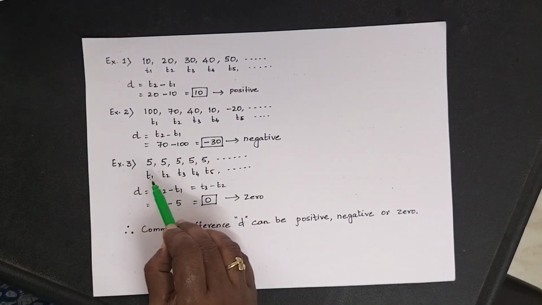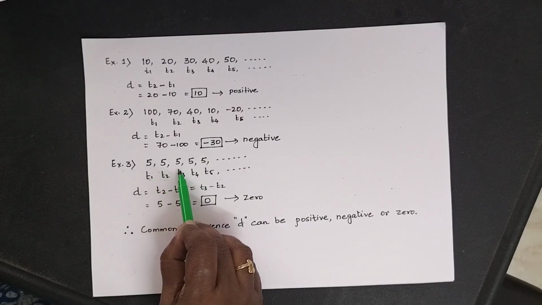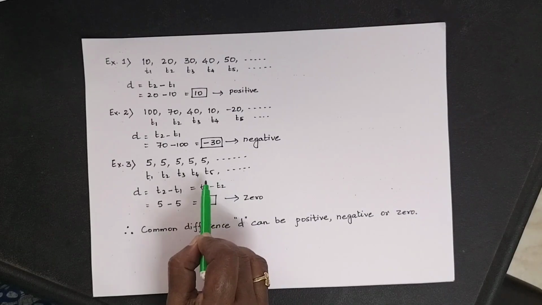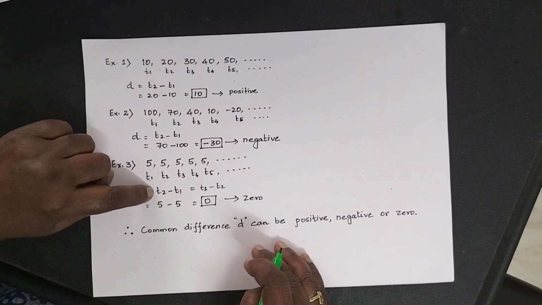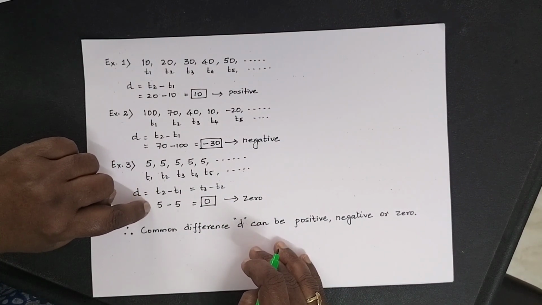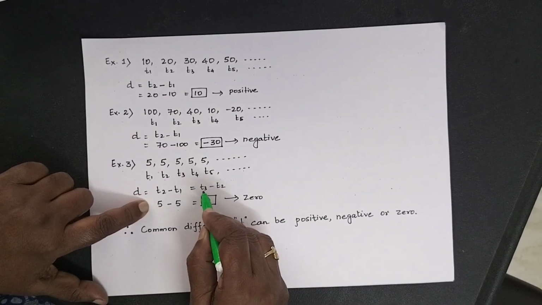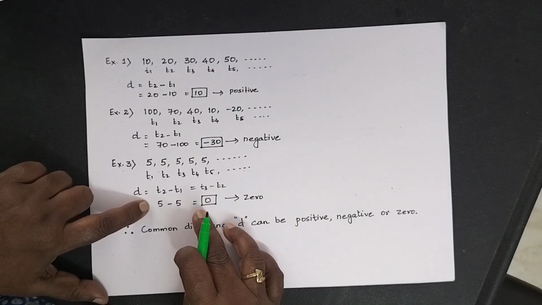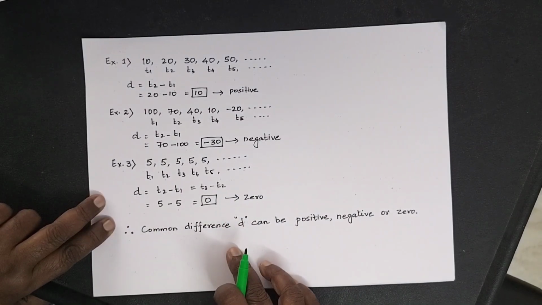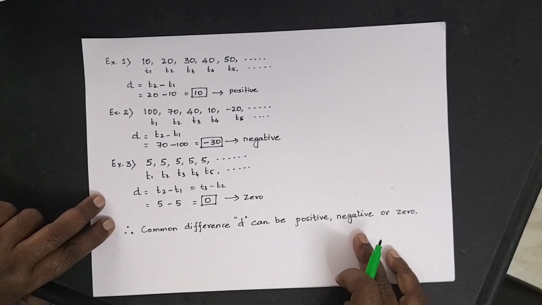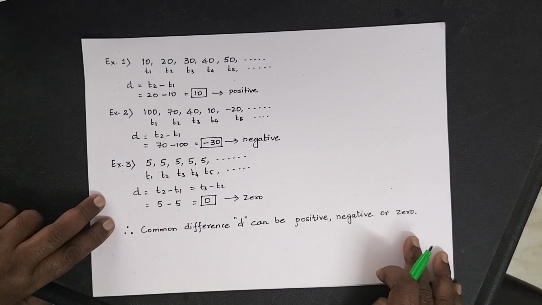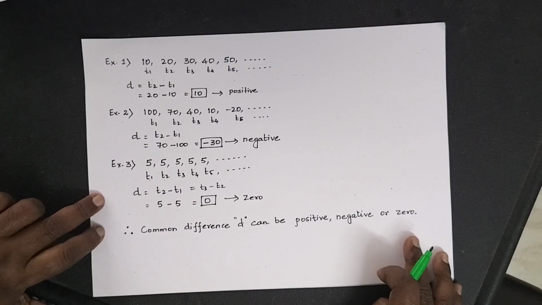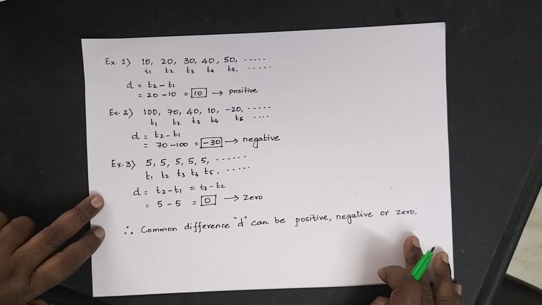Now next example, look at this: 5, 5, 5, 5, 5, T1, T2, T3, T4, T5. So T2 minus T1 is equal to 5 minus 5, which is equal to 0. Even T3 minus T2 is also what? 5 minus 5, which is equal to 0. Therefore common difference d can be positive, negative, or 0. I hope you understood, children, and in the next class we will see exercise sums.